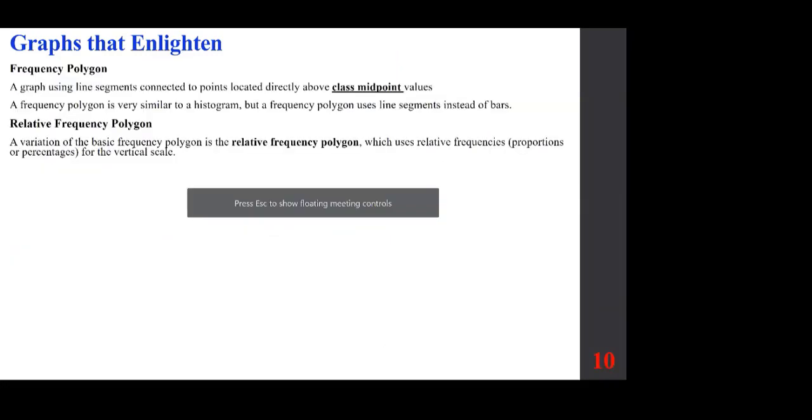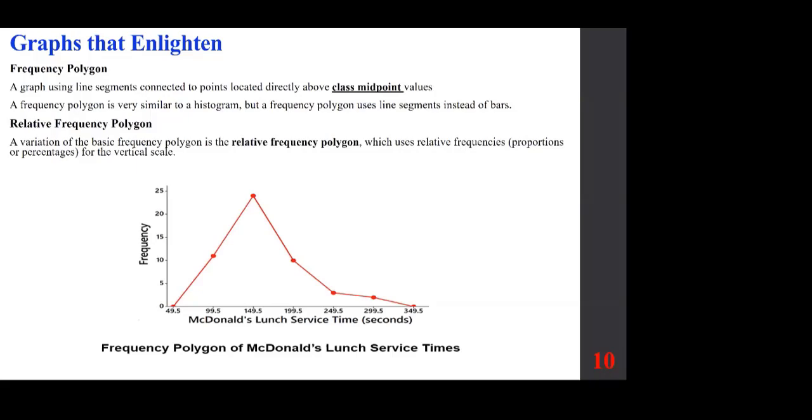The next graph we want to look at is called frequency polygon. Could somebody read this one for us, please? A graph using line segments connected to points located directly above class midpoint values. A frequency polygon is very similar to a histogram, but a frequency polygon uses line segments instead of bars. Thank you so much. A relative frequency polygon is the same thing in essence. A variation of the basic frequency polygon is the relative frequency polygon, which uses relative frequencies, proportions, or percentages for the vertical scale. This is an example of a graph.